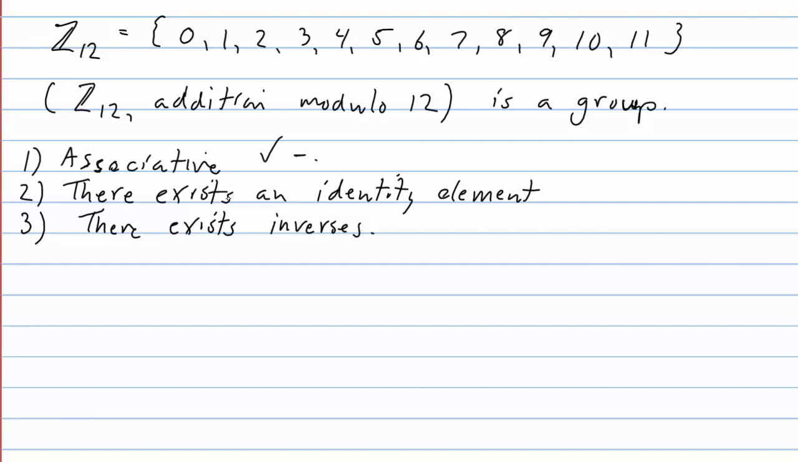So what about number 2? There exists an identity element. This can be made most clear by just looking at an example. Let's take 5. What we want to ask is, what can I combine with 5 to get 5 back, mod 12? Remember, the identity had this property that when you combine it with something else, it's like you haven't done anything.